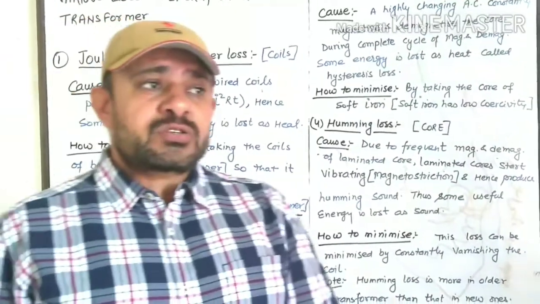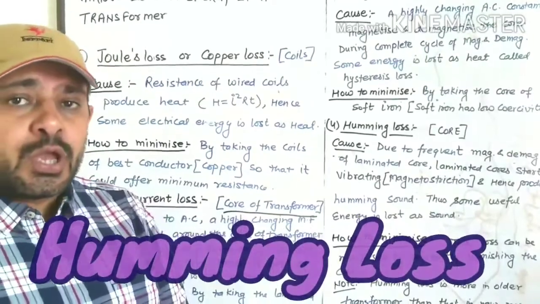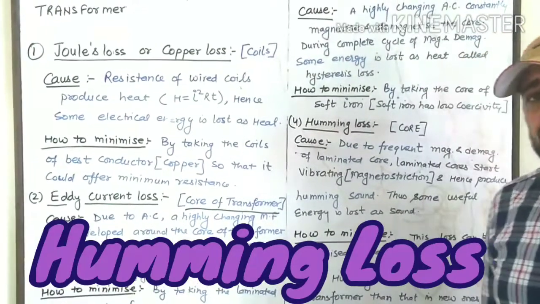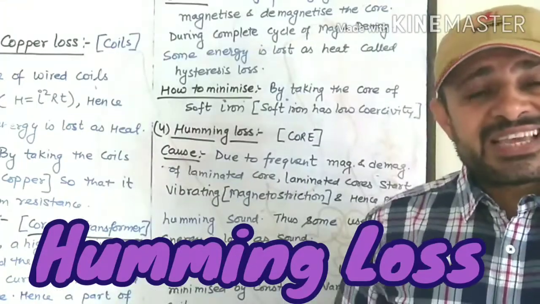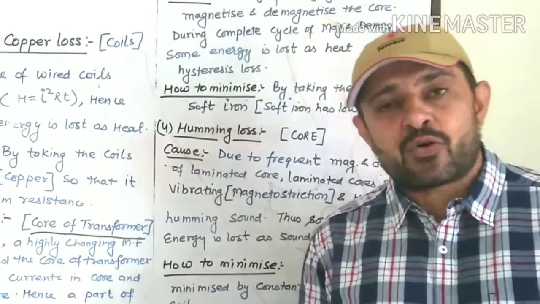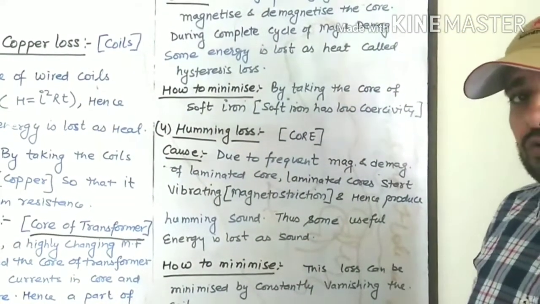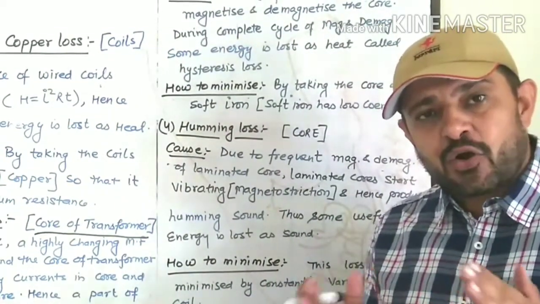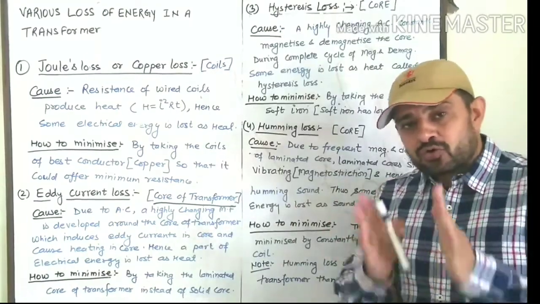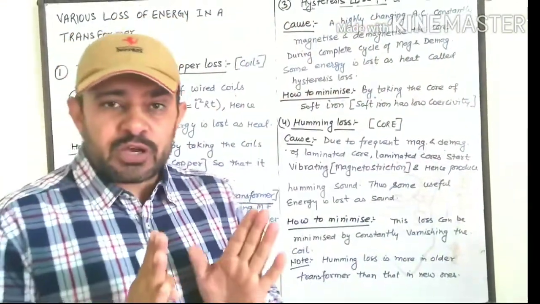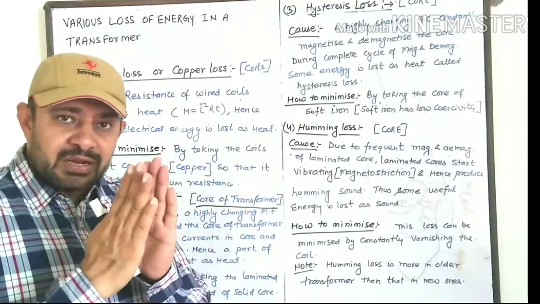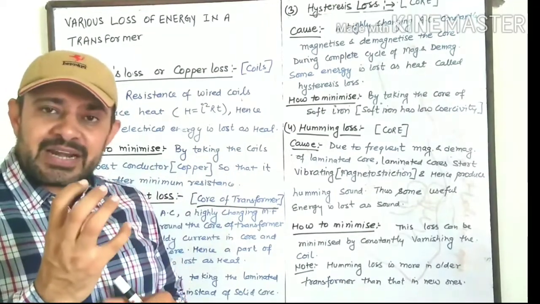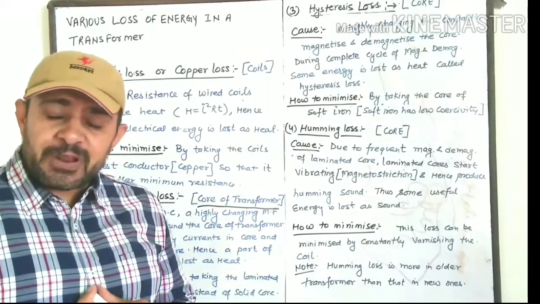Now the fourth loss we are coming to is the humming loss. Taking laminated cores reduces the eddy current loss to a large extent, but these laminated cores on the other side cause humming loss. I have told you that constantly passing AC causes magnetization and demagnetization in the core. Means the slices of the core, so you can say the two pieces of the core, when magnetized come closer and when demagnetized get away.